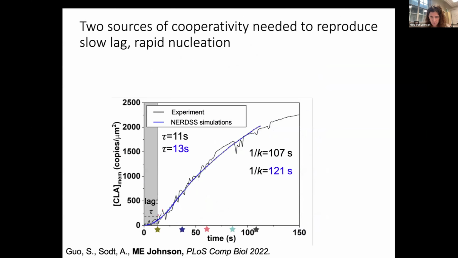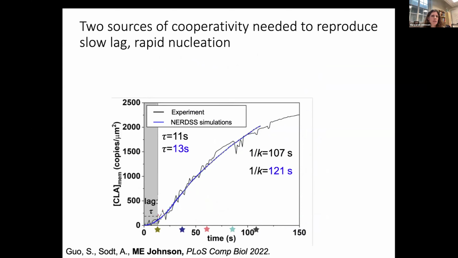Okay, so the experimental data is shown here in black, and our model does a very nice job of reproducing the timescales. Because we know the system geometry, we can actually convert the fluorescence that they measure from arbitrary units on the y-axis to the actual density of clathrin on the membrane.